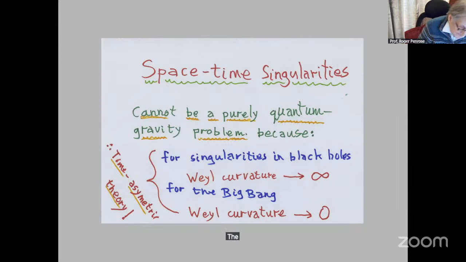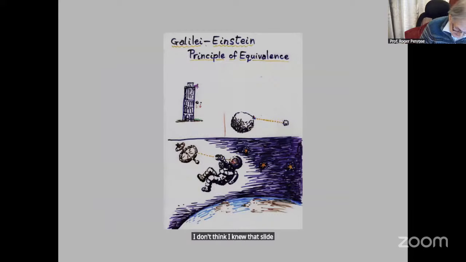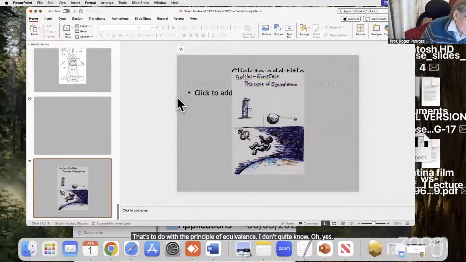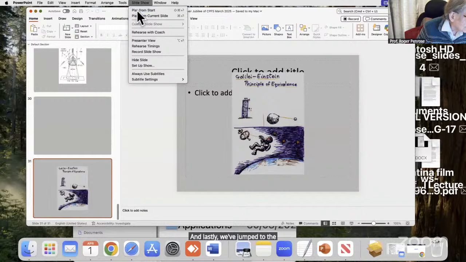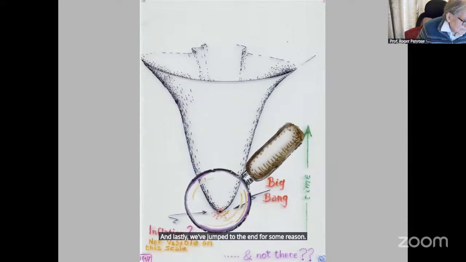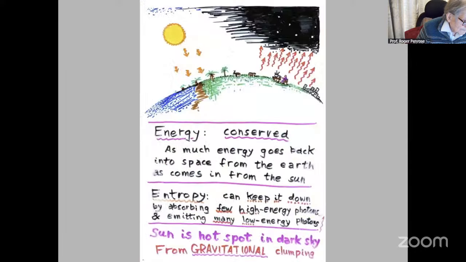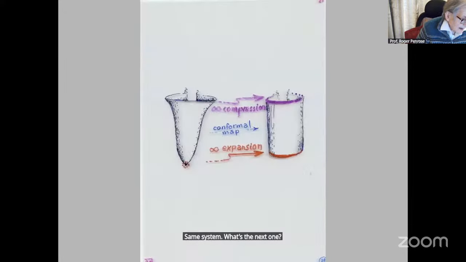Barrow curvature. I can't quite read what I say on my slide here. Let me move on. I don't think I need that slide. That shouldn't have been here. Sorry, that's to do with the principle of equivalence. I don't quite know. Oh, yes, it was meant not to be there. What's happened? Oh, I see, we've jumped to the end for some reason. That's not, what's the next one? Ah, that's it. Thank you.